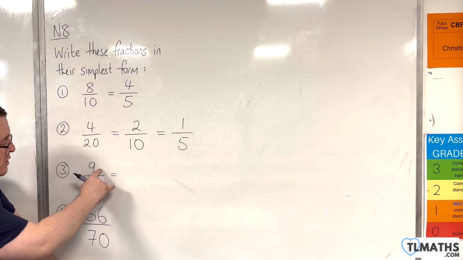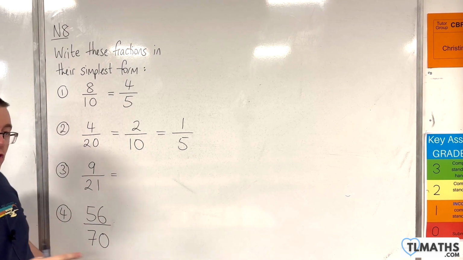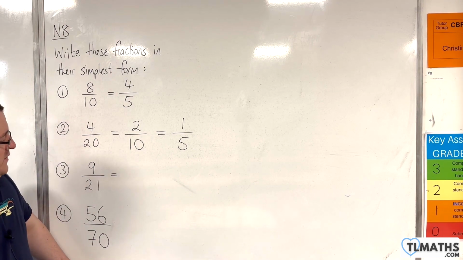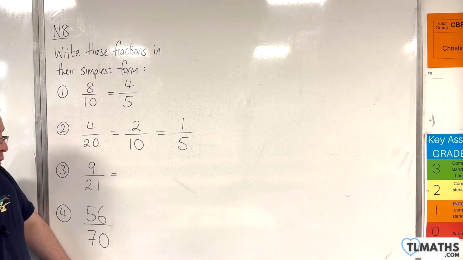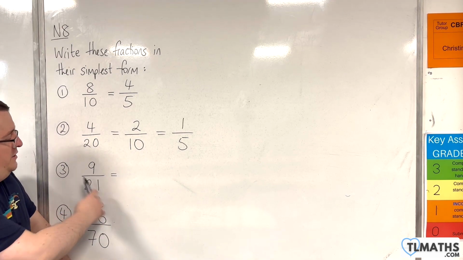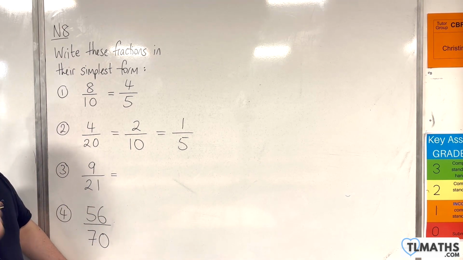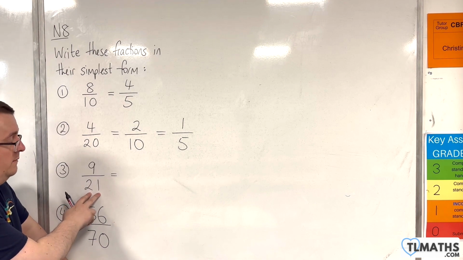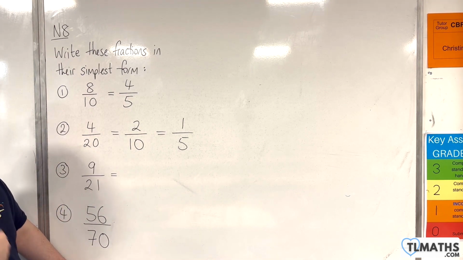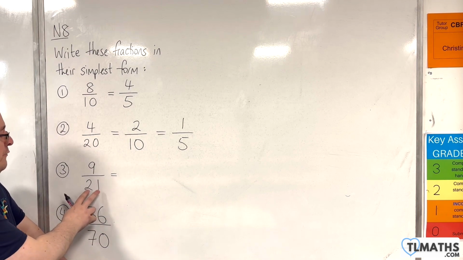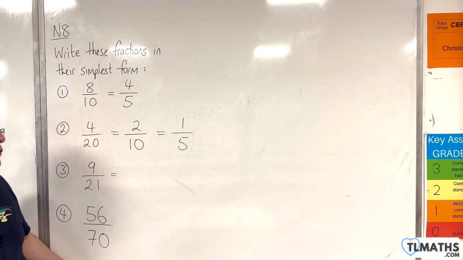Now, the numerator and denominator here are not even, so we can't divide through by 2, unfortunately. However, 9 and 21 are both divisible by 3. Now, the reason why I know that 21 is divisible by 3 is because 2 plus 1 is 3, and 3 is divisible by 3. It's that useful technique for determining whether a number is divisible by 3.